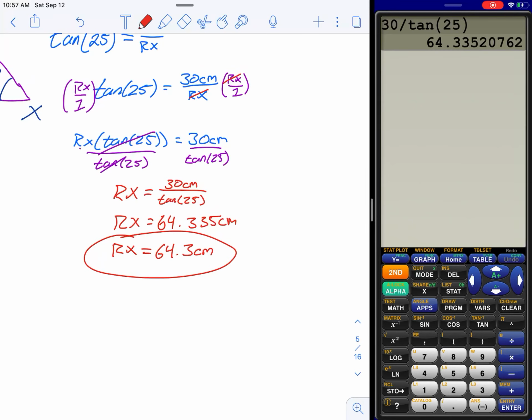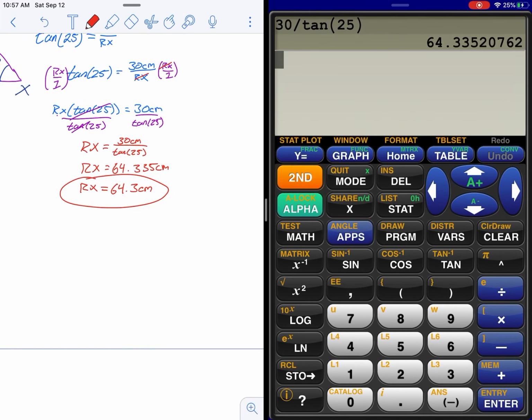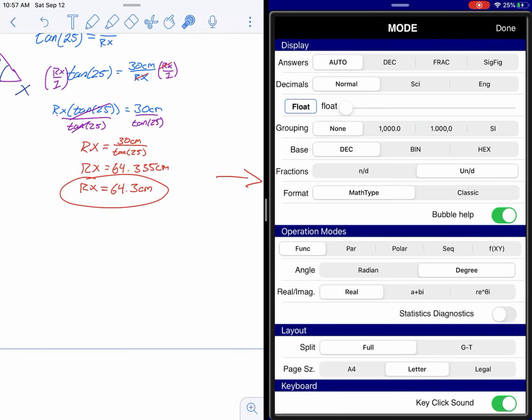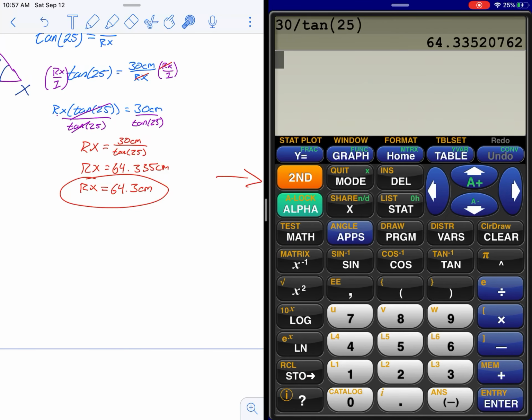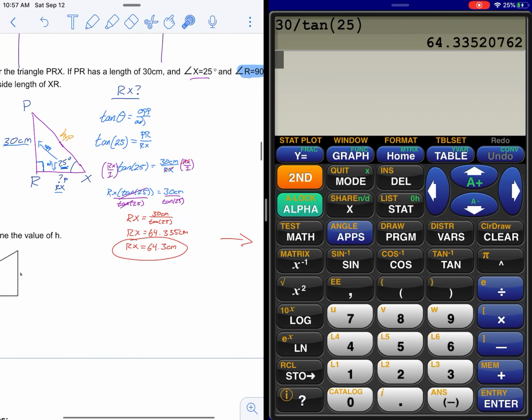Now, some things to note. If you think you plugged this in properly into your calculator and got a totally different answer, you might be in the wrong mode. So if you can see here in this row, the second button, which is mode there, you can press that and it will open up a new screen. Okay, and then what you want to look for is your angle. So you can either be in, I'm going to switch it, degree or radian. You want to be in the degree mode, okay? So make sure you know how to get to the degree mode because if you're in radian mode, you're going to get the wrong answer. Okay, so you need to be in degree mode.